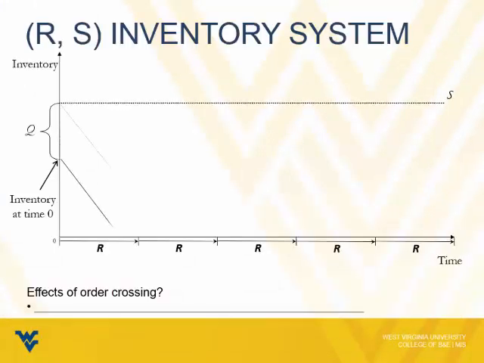And finally, we have the review period, and you'll see that every R periods we're going to place an order. So at the beginning of R, we place an order, and the order is going to be based upon what we have, the inventory position, up to our S amount, our big S.